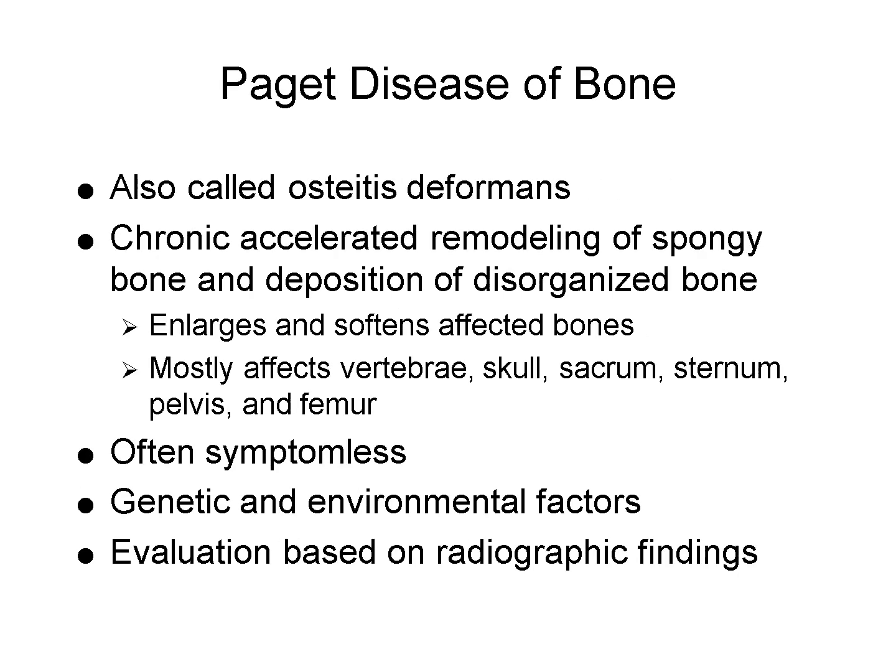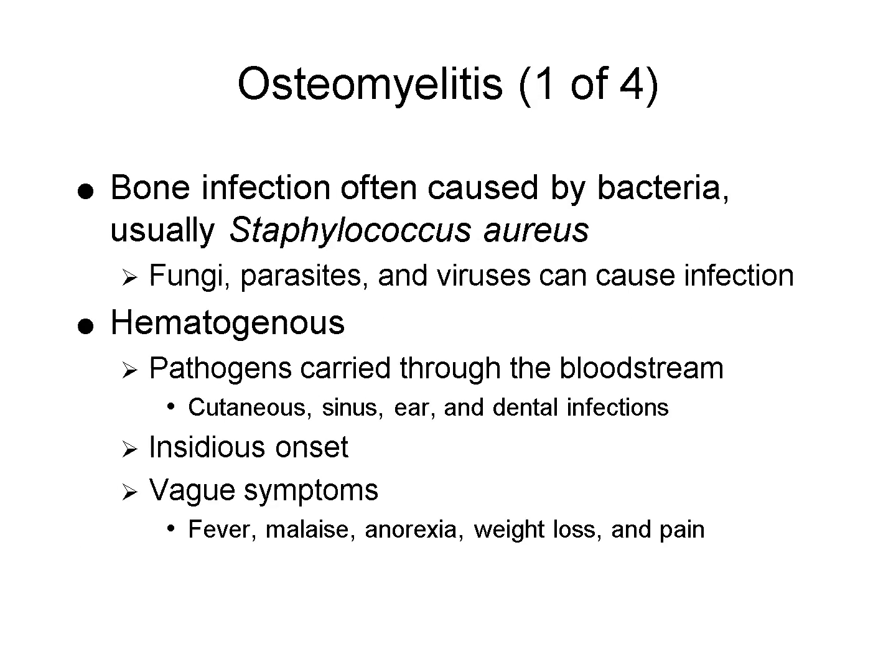Paget disease, also known as osteitis deformans, is a chronic condition involving excessive bone remodeling. Spongy bone is broken down and rebuilt in a disorganized way, leading to enlarged and softened bones. It often affects the pelvis, femur, skull, and spine. Although many cases are asymptomatic, others may cause bone pain, deformities, or neurological complications.